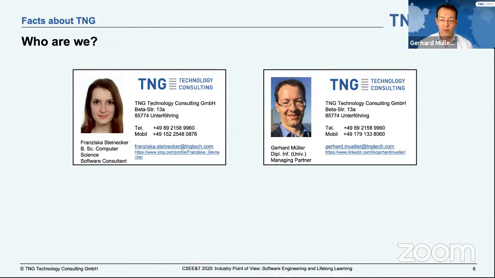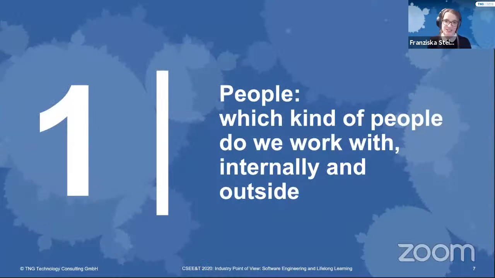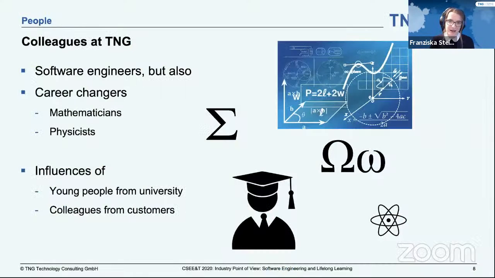So, what is the most important thing at TNG? The people. Which kind of people do we work with, internally and outside? Our colleagues at TNG are, of course, software engineers, but also a lot of career changers, for example mathematicians and physicists. Actually, they are even more numerous than the software engineers. And there are still lots of other people: other engineers, psychologists, former teachers, and a whole bunch of people with different backgrounds.